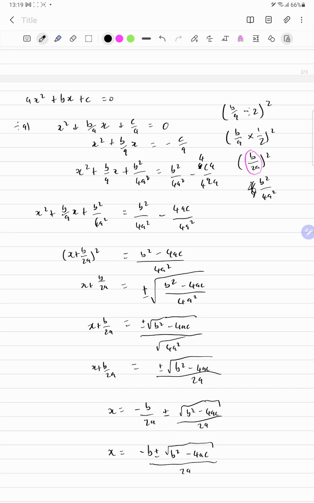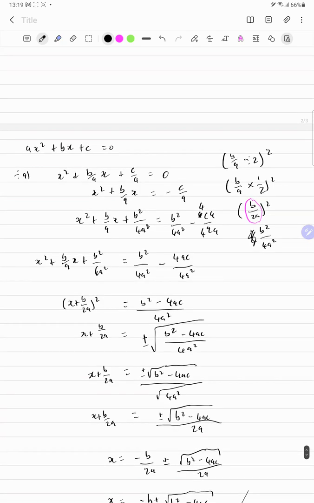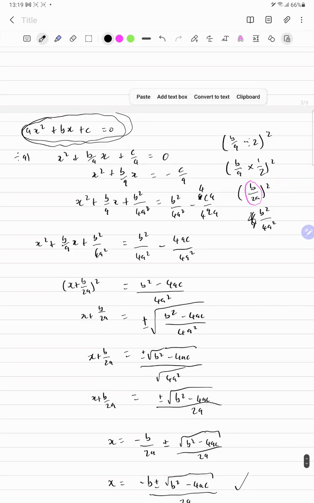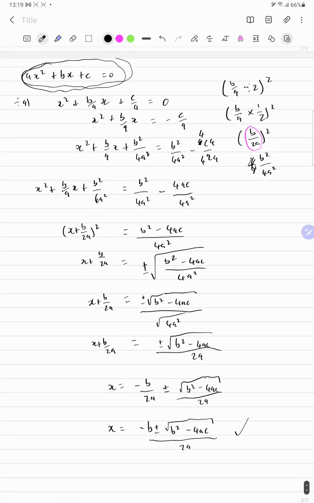And doesn't that look familiar, guys? This is the quadratic formula. So we have derived the quadratic formula by completing the square on the general quadratic. So try this at home, guys. Try to do this on your own. Just try to do it and show someone or something like that. Okay, good stuff.